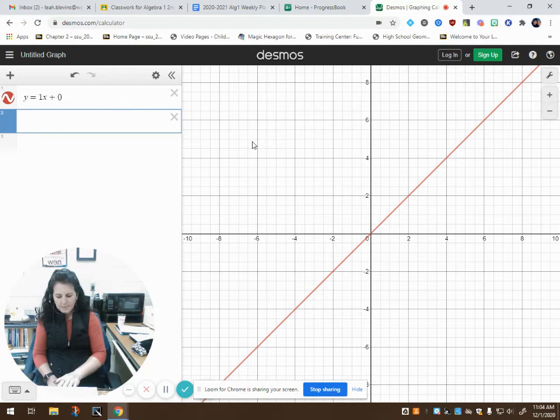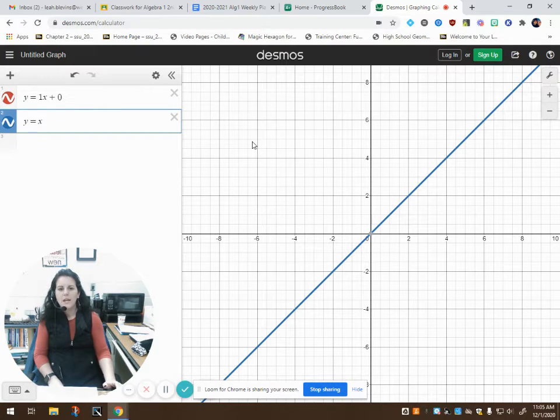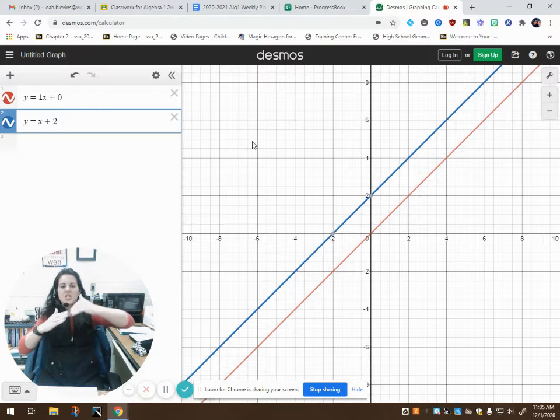But let's look at what happens if I keep the slope of 1, but I change the y-intercept. Well, we know that the line is going to cross the y-axis at whatever I change that y-intercept to be. So let's say I make it plus 2. What that does is it takes my parent function and it shifts the entire line up 2 units.